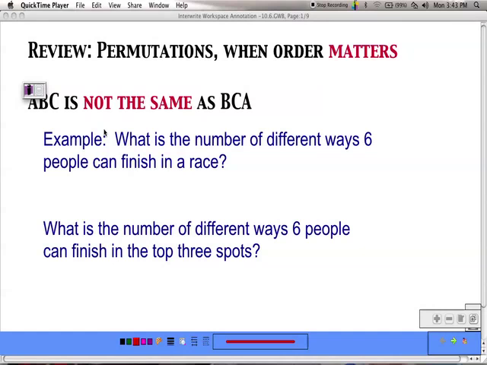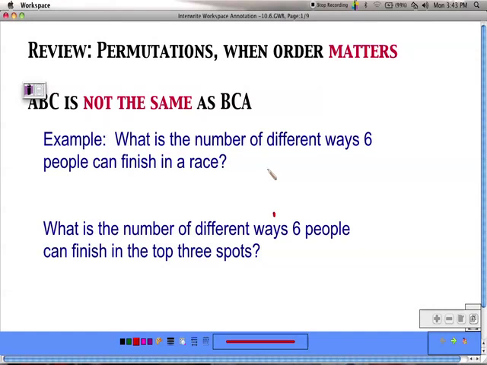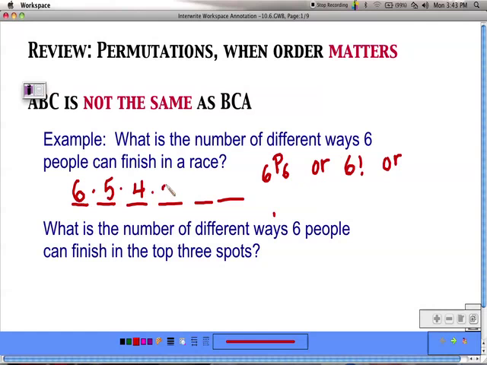And to figure that out, we can either do 6P6 or 6 factorial, or if you think about it, we have first, second, third, fourth, fifth, and sixth place. 6 people can finish in first, and then there's 5 left for second, 4 times 3 times 2 times 1. So these are all equal, and these are examples of permutations where order does matter because it matters if you're first place versus sixth place.